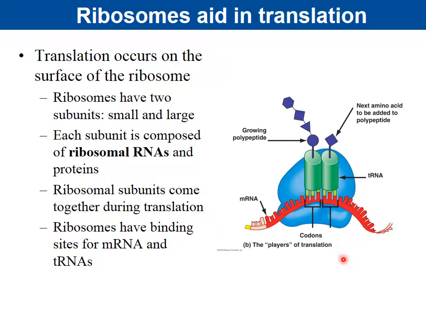Now, an important feature of the ribosome is that it has binding sites for both mRNA and tRNA. And so you can see that it's going to bind the mRNA, and it also is going to be able to bind the tRNA to bring the anticodon with the codon. And notice here you can see that this has two tRNAs bound side by side. And we'll talk about how translation works and how we can add on an amino acid to a growing polypeptide chain.